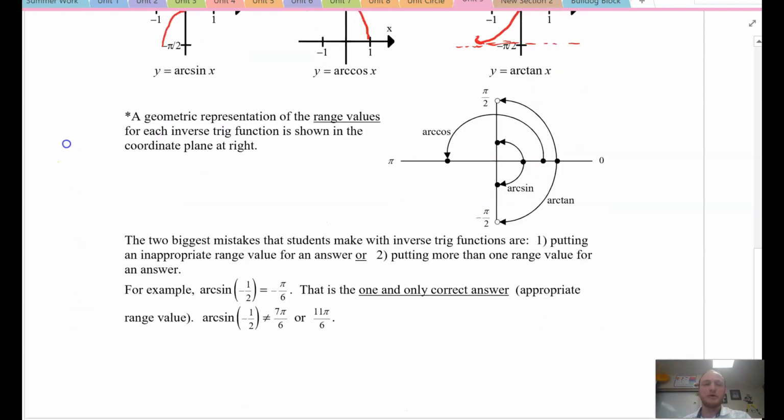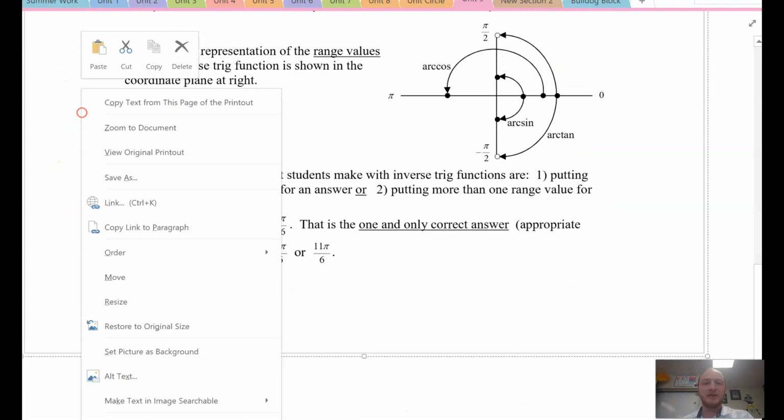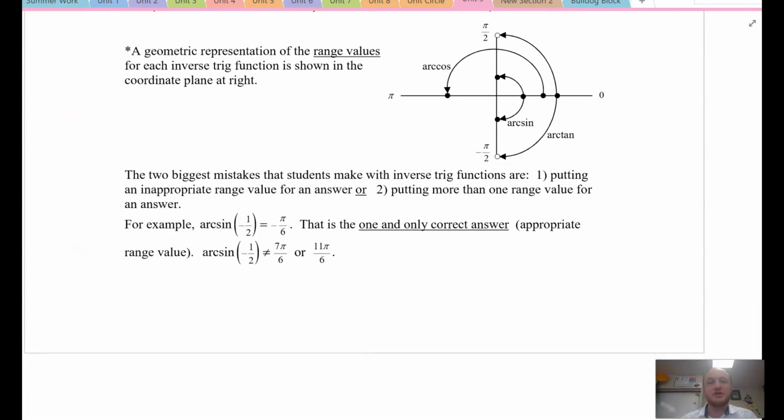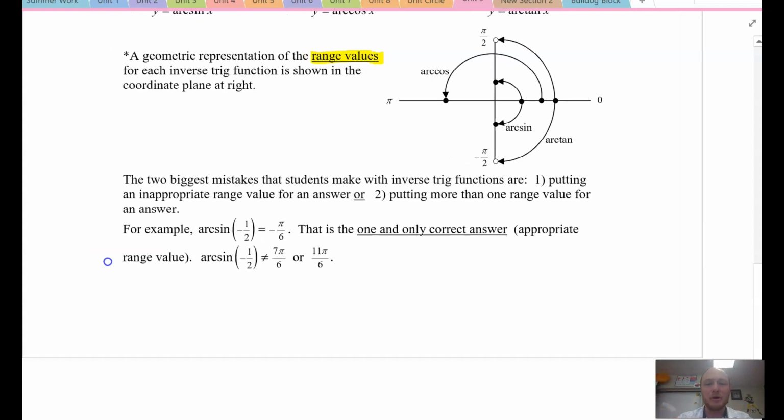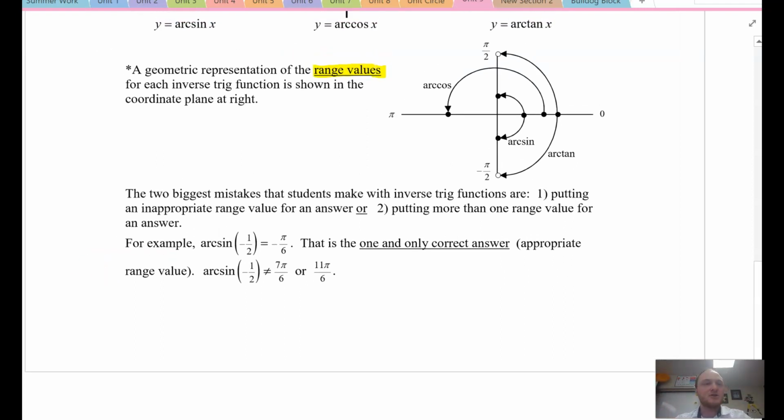Something that's really important is our next section, called the geometric representation of the range values. Really, it's just a visual aid to help you remember the range values. I just want to go over them briefly, and I want to highlight arc sine. Arc sine goes from -pi/2 to pi/2 inclusive. So when we're calculating values, all of our angles will be from 0 to pi/2, and also in the negative direction if we're dealing with negative values.